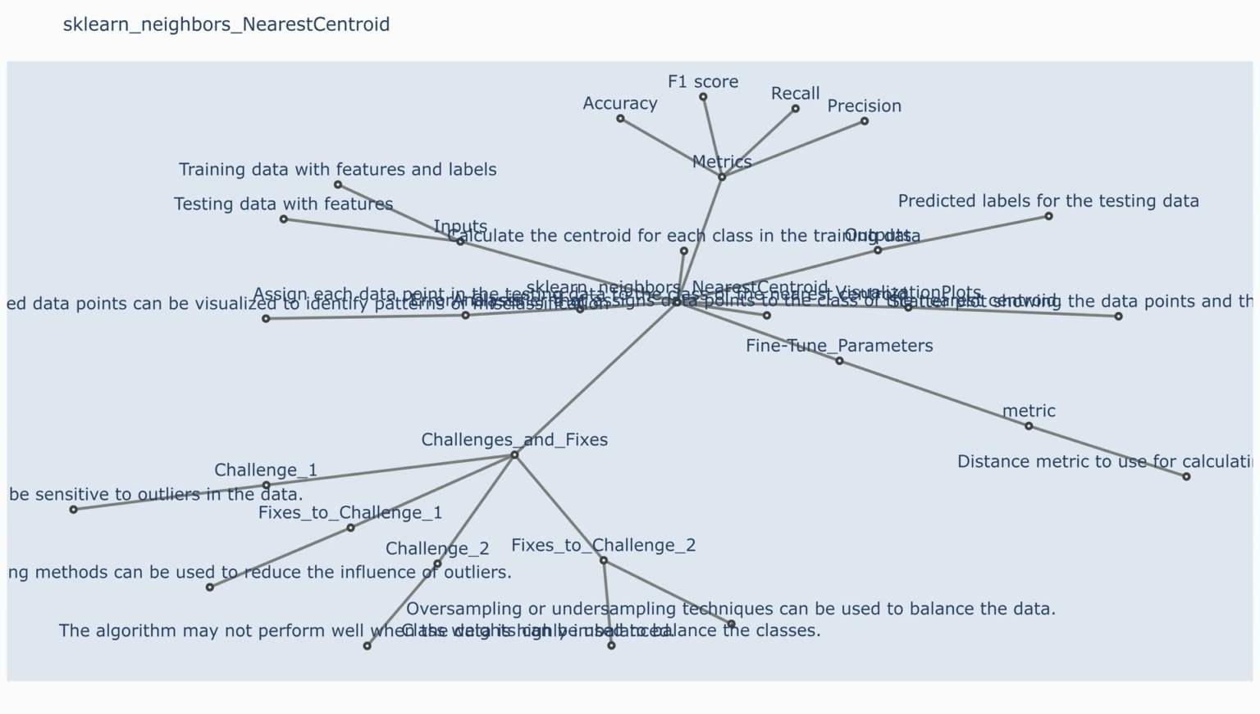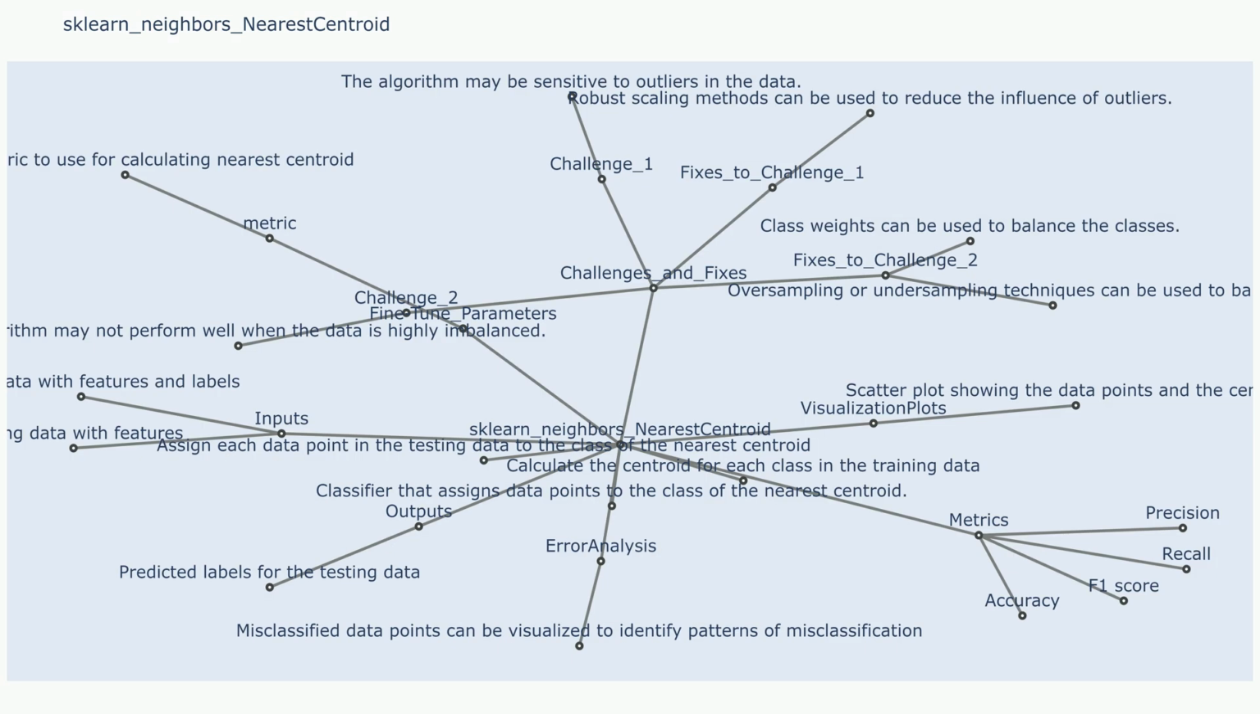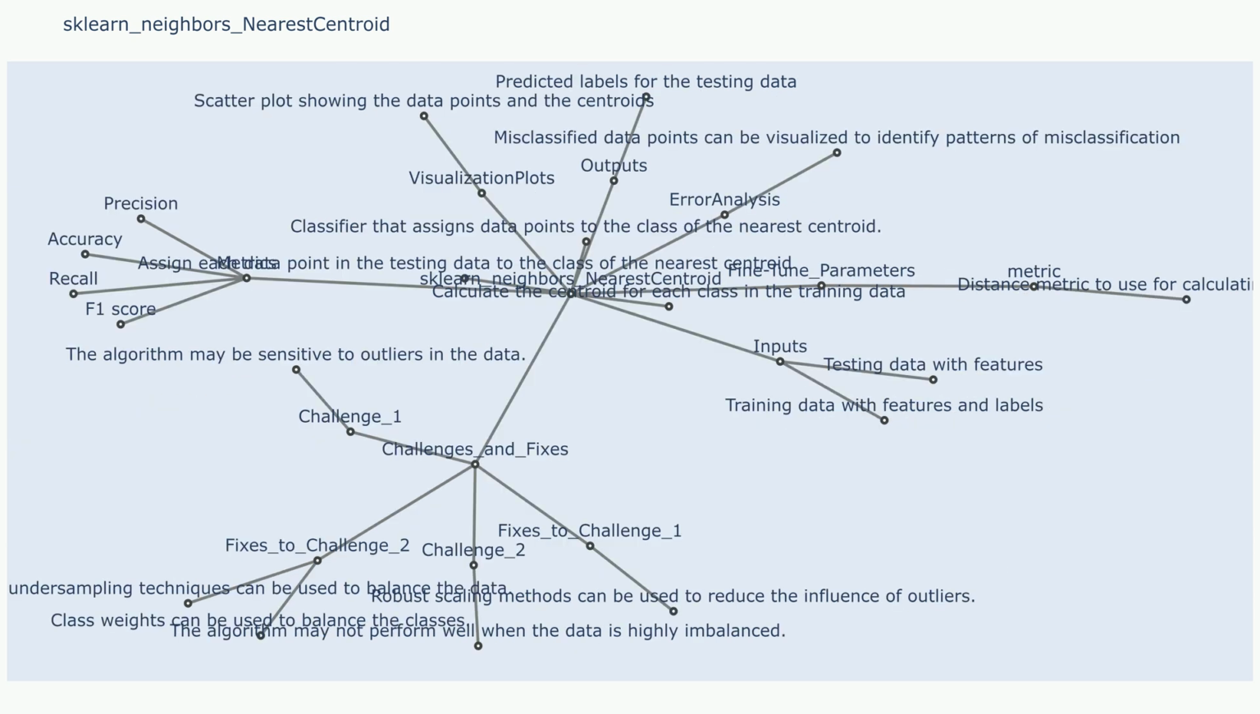sklearn neighbors NearestCentroid. Description. Nearest centroid is a classifier that uses the mean of the samples in each class as the centroid for that class. When predicting the class of a new sample, it finds the centroid closest to that sample and assigns the class of that centroid. This method is simple and efficient, particularly for high-dimensional data.